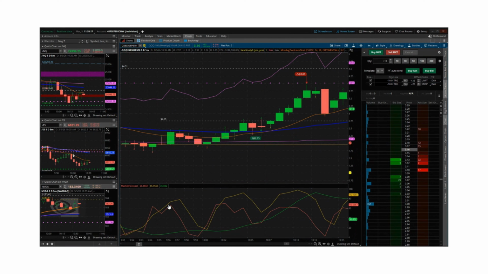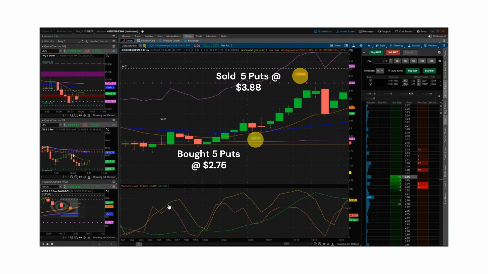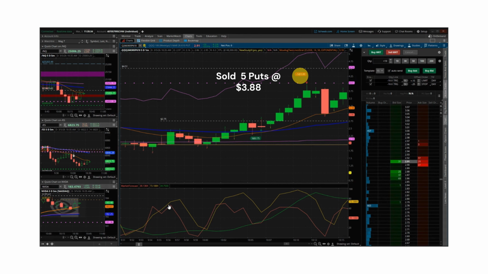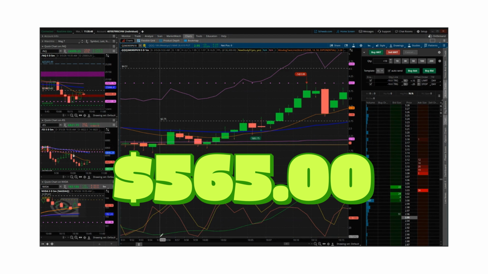I bought 5 puts at the 275, and then I sold those 5 puts at, where is it at? 388. So 275 to 388. That gave me a total of how much money? Do the math. $565. Okay, that was almost as good as a 10 contract and just getting my 50 cents, right? Okay, on to the next trade.